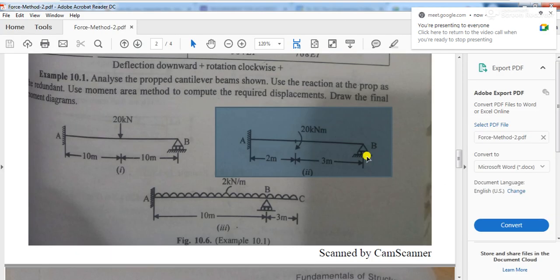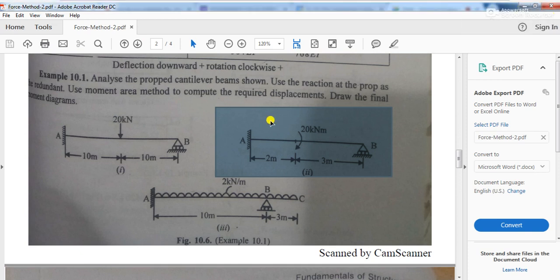So we are discussing this problem. Everyone can see the screen now. Yes, sir. Okay.